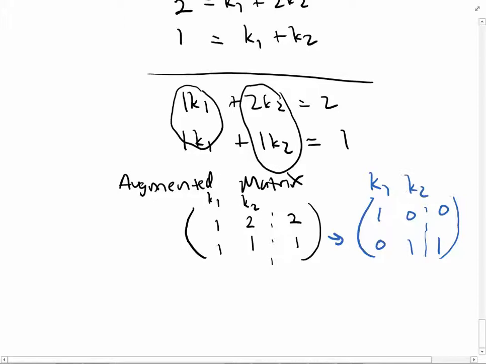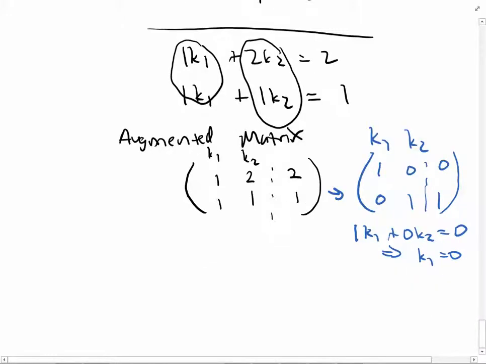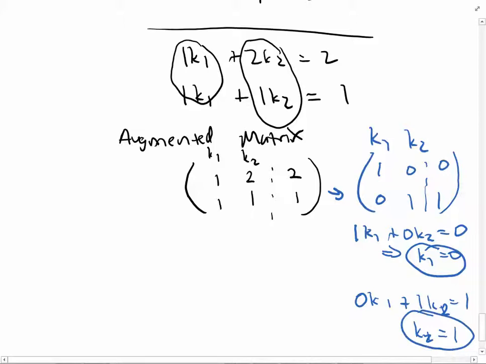So now if I reread these equations, I have 1k1 plus 0k2 equals 0, which basically just means k1 is equal to 0. That's not very interesting, is it? And then we have 0k1 plus 1k2 is equal to 1. And this implies that k2 is equal to 1. So as long as these are my choices for k1 and k2, I now have a general solution for the system.